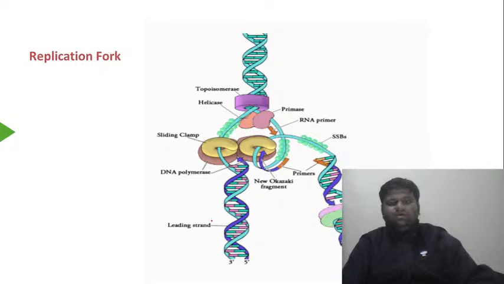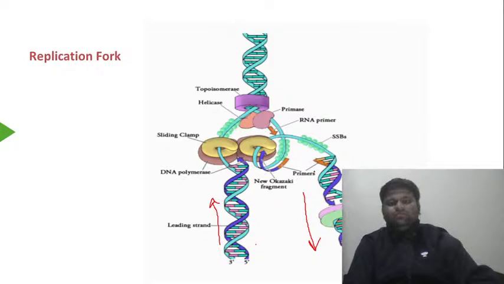So this is the replication fork. This one is the leading strand, and this one is the lagging strand. DNA polymerase 1 is there, and it helps in the synthesis of the lagging strand.